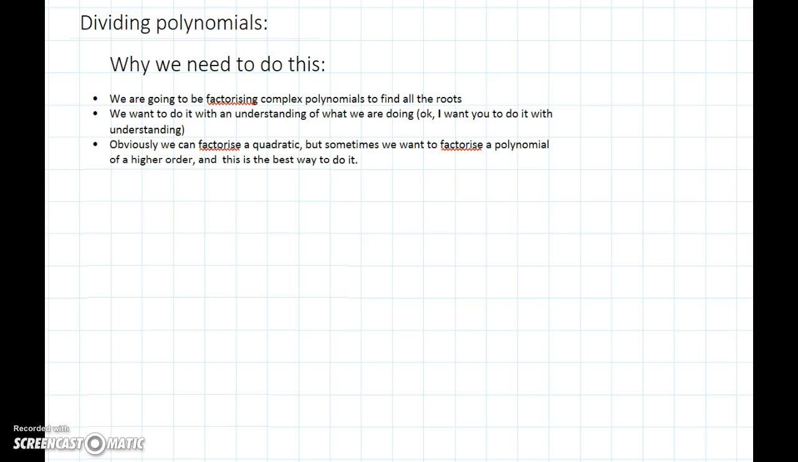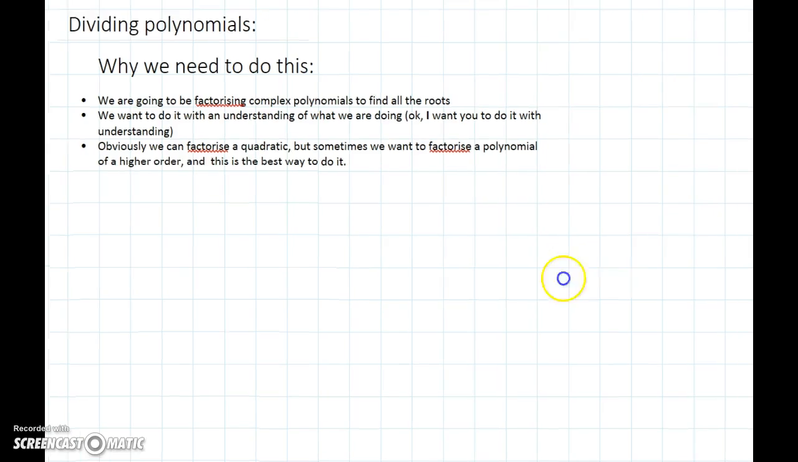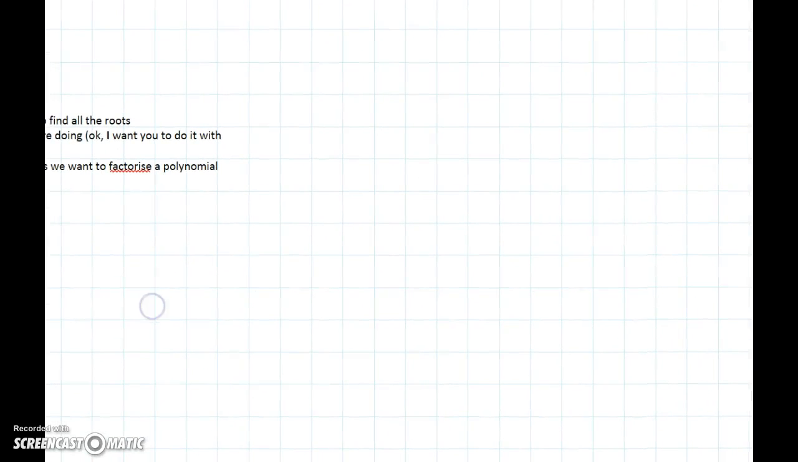And obviously, we all know how to factorize a quadratic, but sometimes we want to factorize a polynomial of a higher order, and this is a really good way to do it. So first of all, I want to start by just reminding you of long division. So say I had 3,756 and I wanted to divide it by 23.